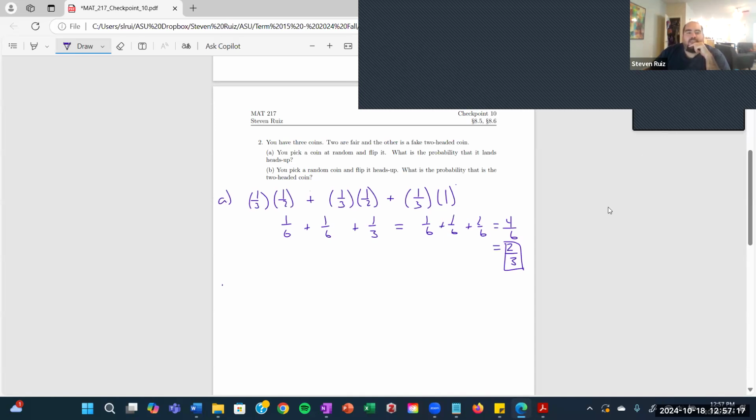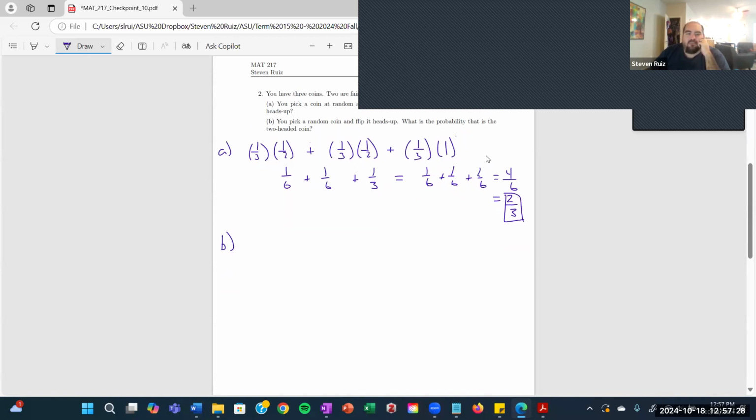All right, part B sort of asks this question in the opposite direction. I pick up a random coin and flip it, and it lands heads up. What's the probability this is the 2-headed coin? So this time I'm going to make a tree diagram for 2 different events. Event 1 is the choose, and event 2 is the flip.